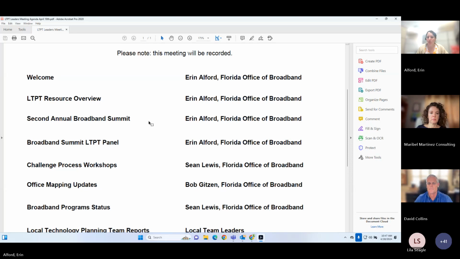Aaron, are we leaning toward any dates, like the second, third, fourth week? Just to kind of give us a rough idea of where that might fall within the month. Sure. It will be tentatively the second week of September. Okay. And then if I understood it correctly, there will be funding available for a representative from each of the LTPTs to attend the summit.